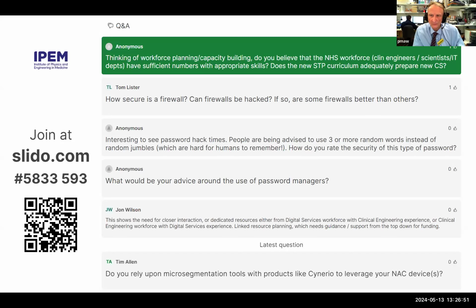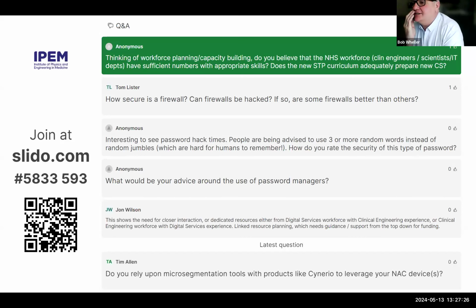Yeah. And in terms of workforce planning, the new clinical scientific computing STP curriculum is preparing those people for this kind of environment. However, there are too few places that can train these people. I know that last year we had 11 or 12 clinical scientific computing trainees. This year we've only got 5. And these are the sort of people who would be able to lead on these issues.